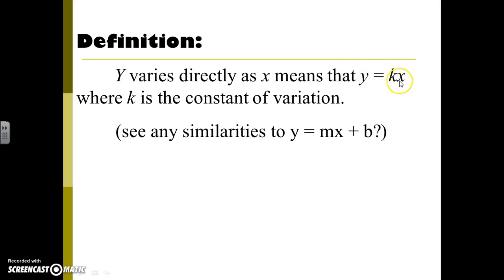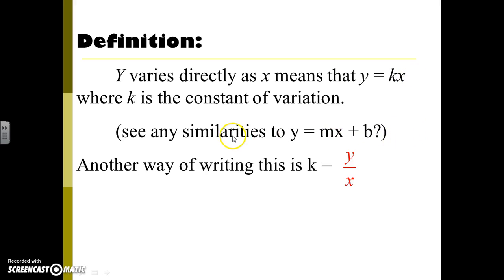Does anybody know what the value of b would be in y equals kx if we looked at it in comparison to y equals mx plus b? Don't all answer at once now. Oh, that's right. The b value would be 0 because we're adding nothing here. There's nothing to add, so the b value would be 0.